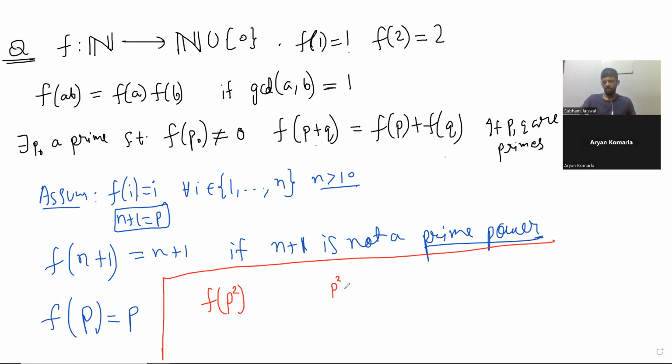If we consider p square, are we assuming that p is odd? No, not necessarily. Okay, so then can we do it for powers of 2? Let us say that n plus 1 is 2 power k. Let's focus on this case. Focus on the small case.